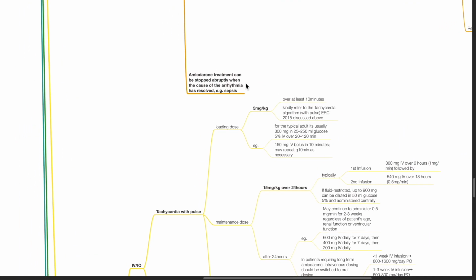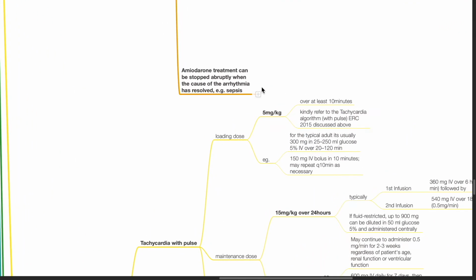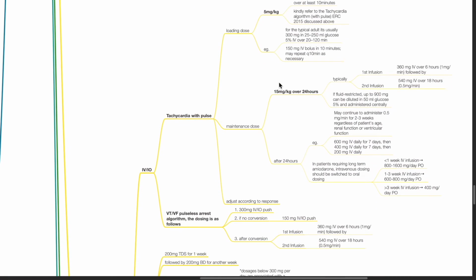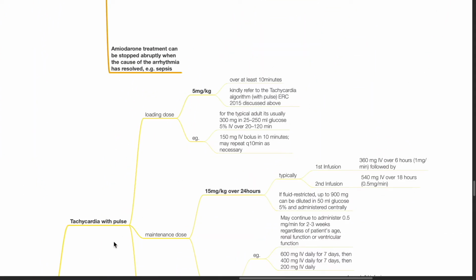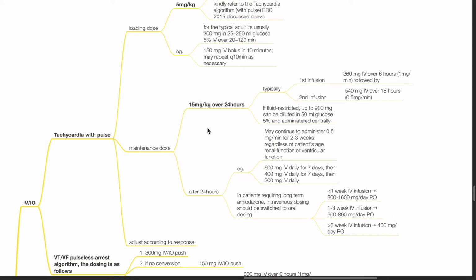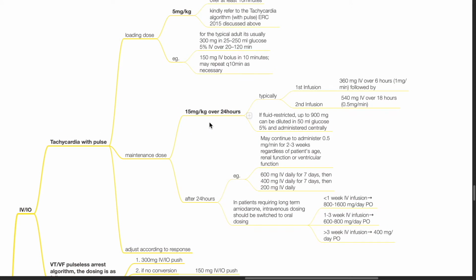Amiodarone treatment can be stopped abruptly when the cause of the arrhythmia has resolved. Dosage for adults. Regarding tachycardia with a pulse, the dose has been discussed in the previous section. The loading dose is typically 5 mg per kg or 300 mg in the typical adult, and the maintenance dose is typically 15 mg per kg over 24 hours, which amounts to 900 mg in the typical adult.